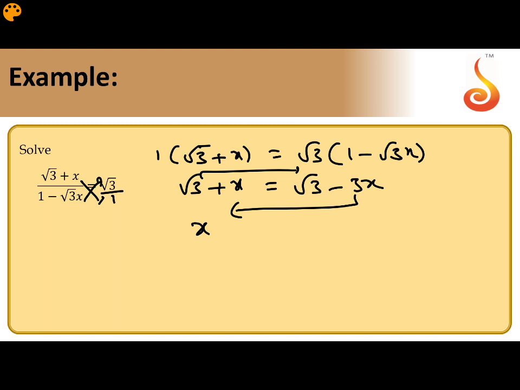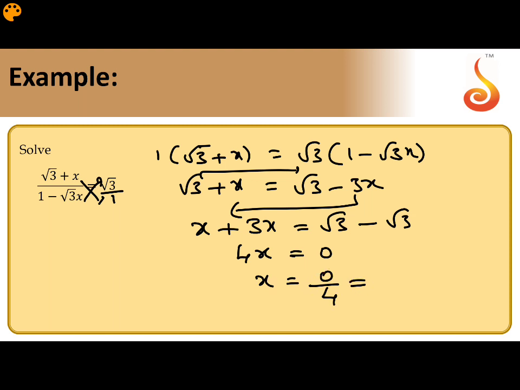So now rearrange the terms, bring x terms on the left side, constants on the right side. X plus 3x equal to root 3 minus root 3. So x plus 3x is 4x equal to 0. Then x equal to 0 divided by 4. Then 0 divided by anything is 0 only. So therefore finally x equal to 0 is the solution for the given equation. I hope this is clear. Next.